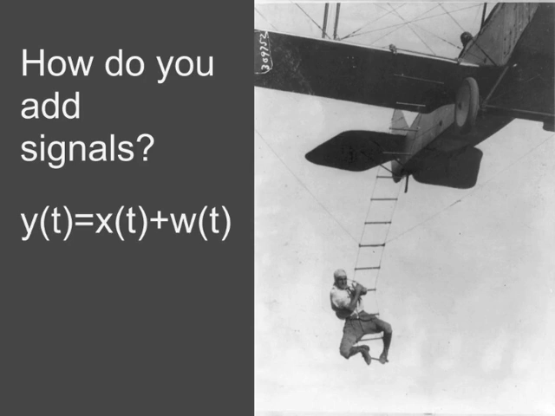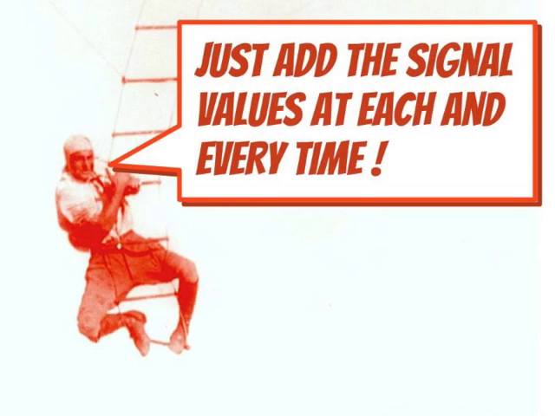So here we're adding two signals that are specified over independent variable time, x of t and w of t. We're adding them together to produce another signal, y of t. What do we mean when we say y of t is x of t plus w of t? How do we find y of t from the other two signals? This isn't hard at all. All we need to do is add the signal values at each and every time.